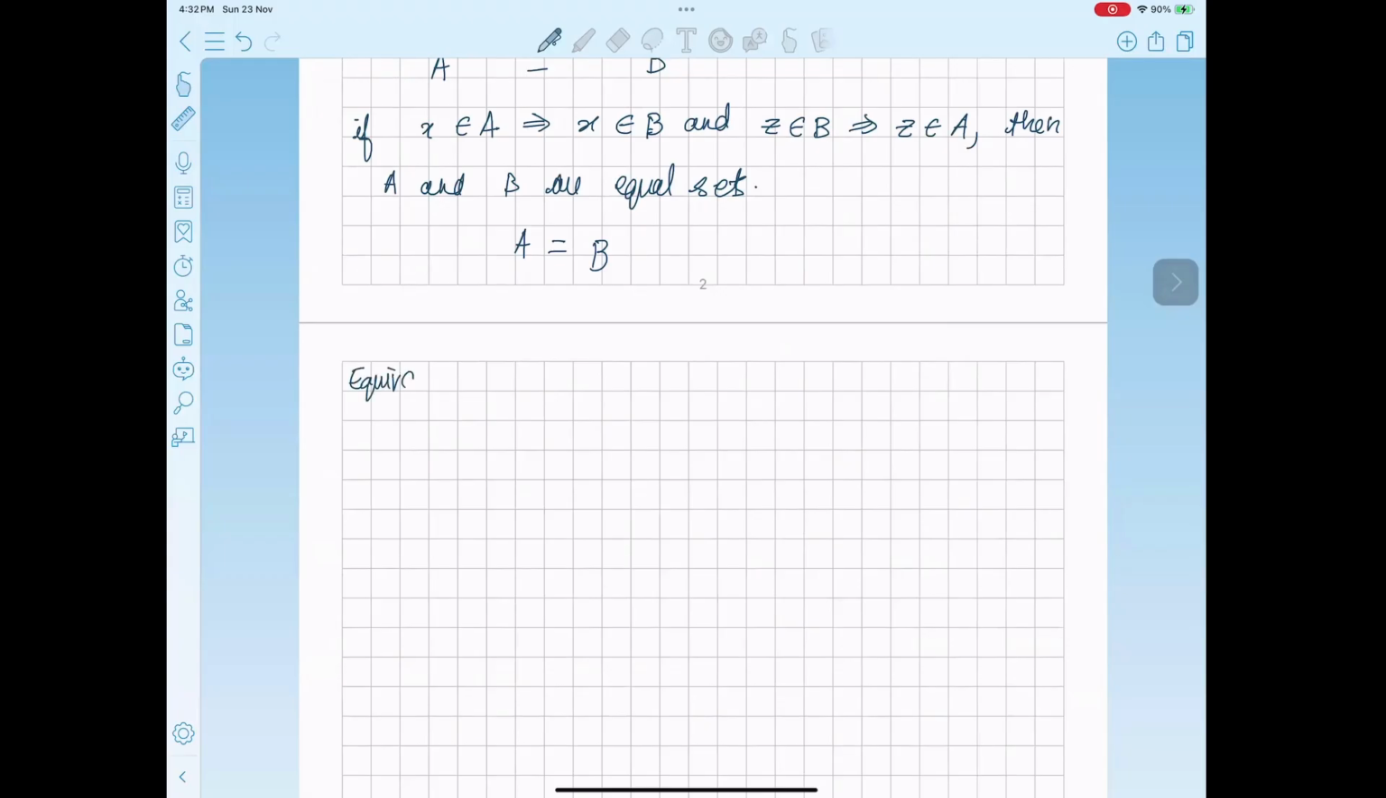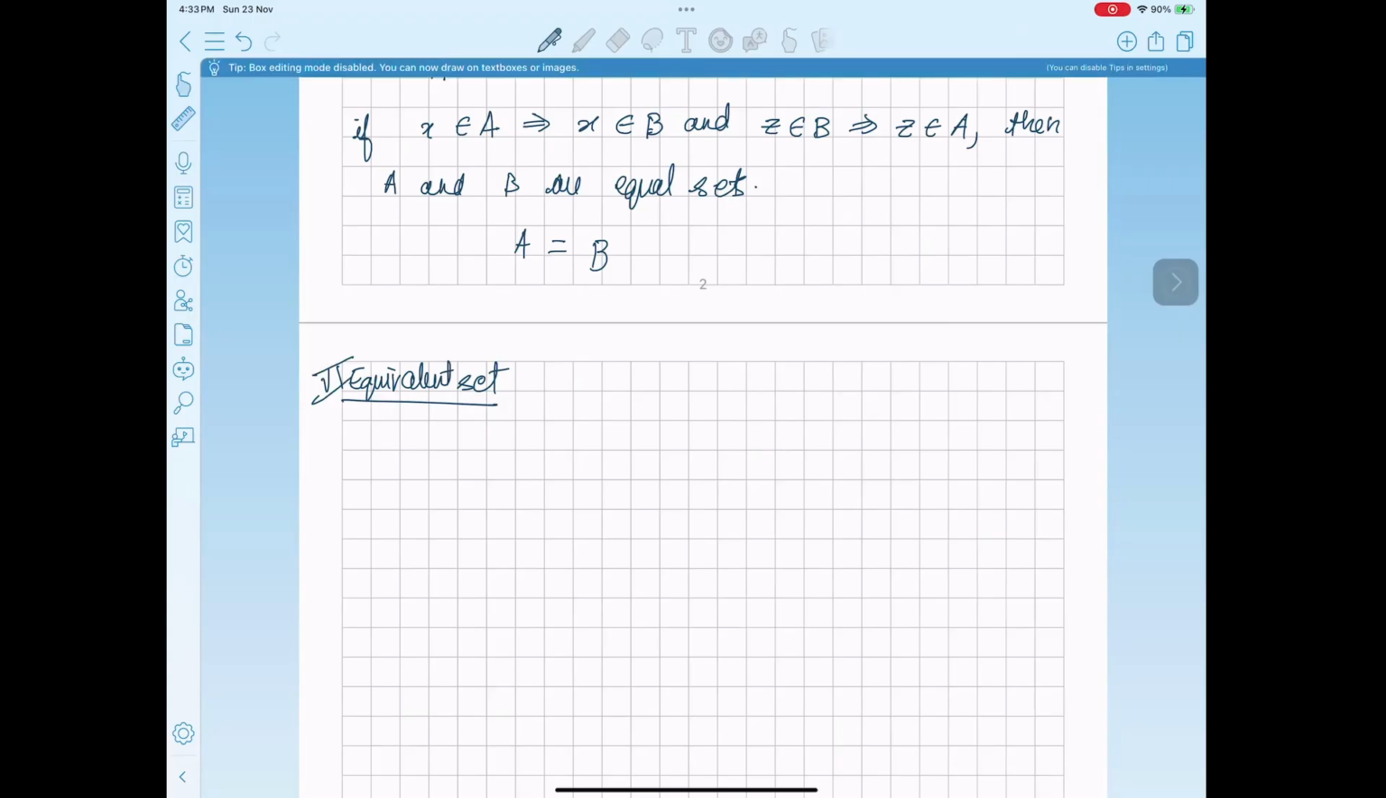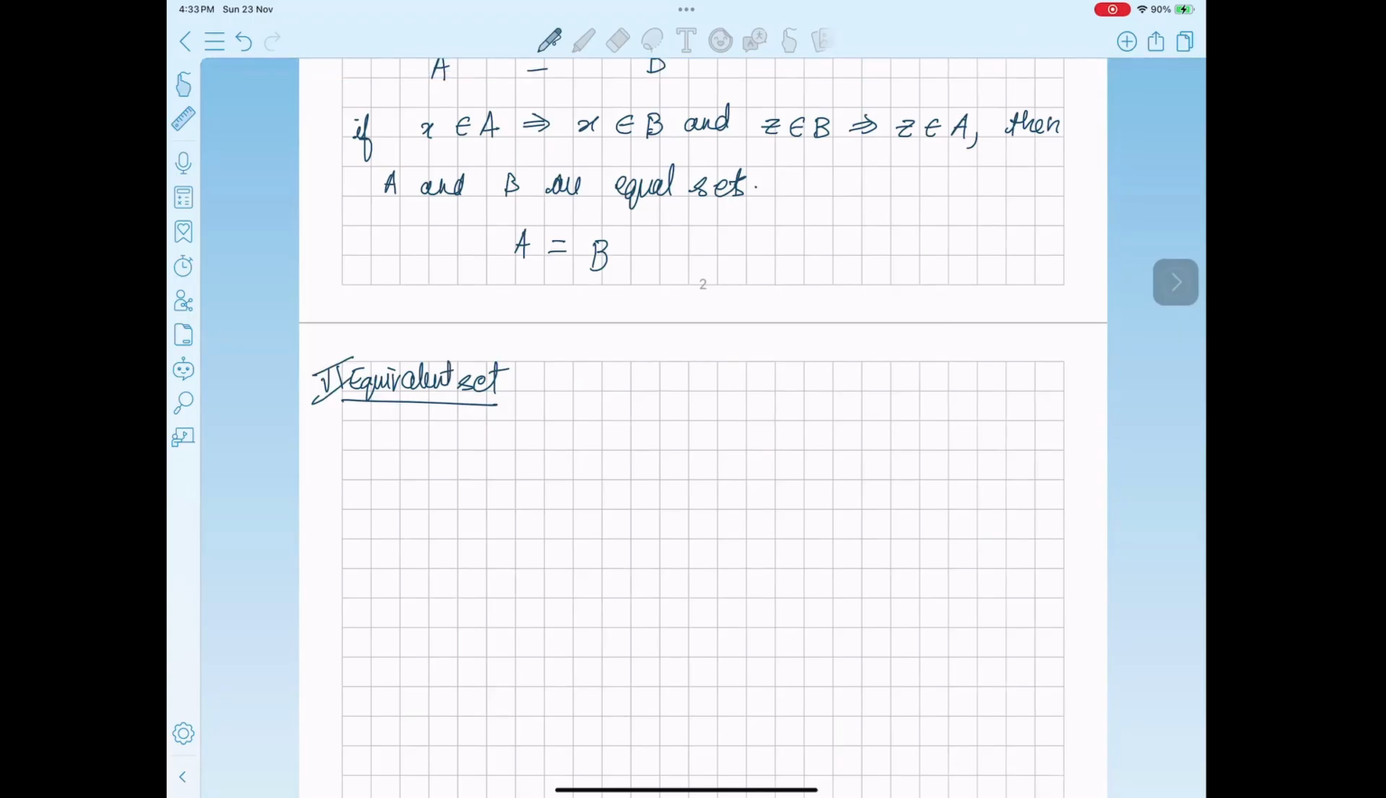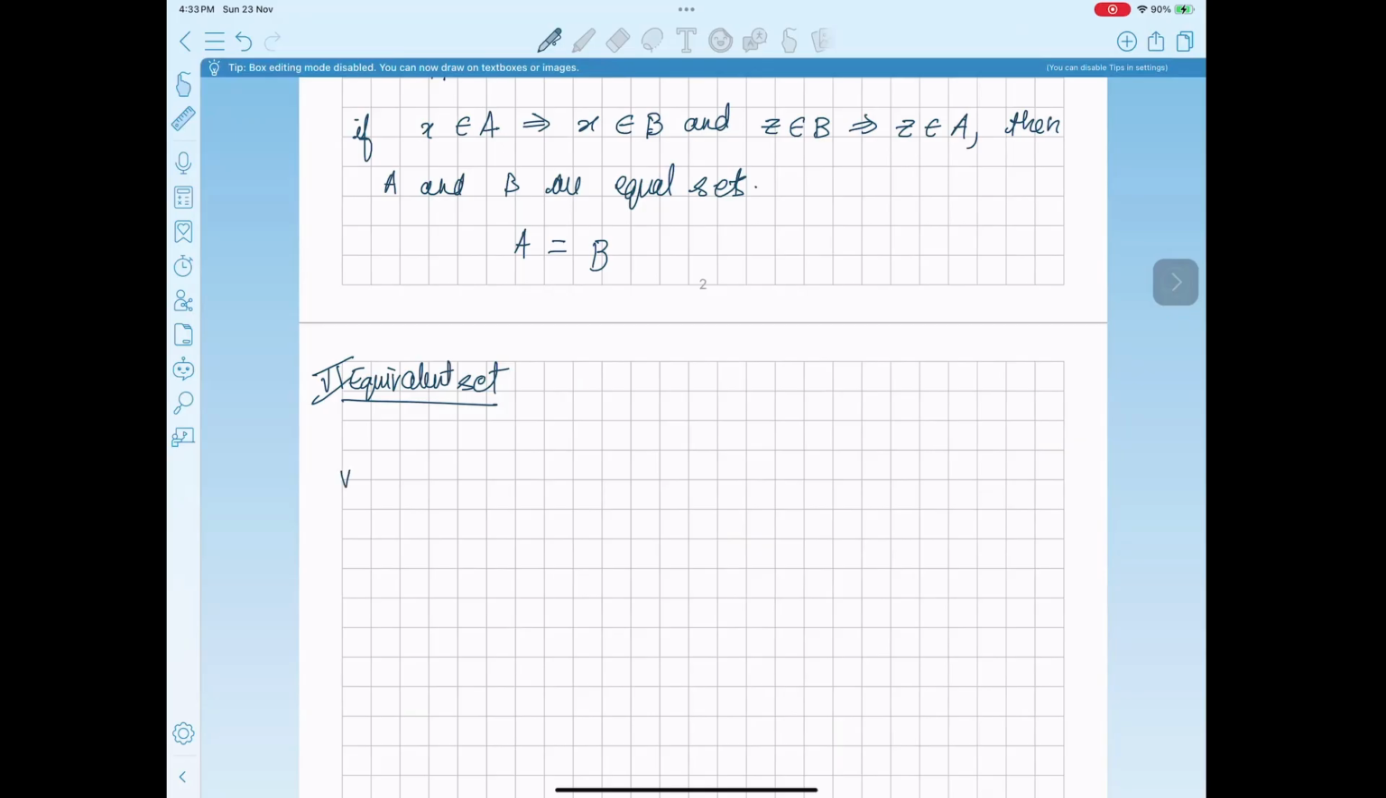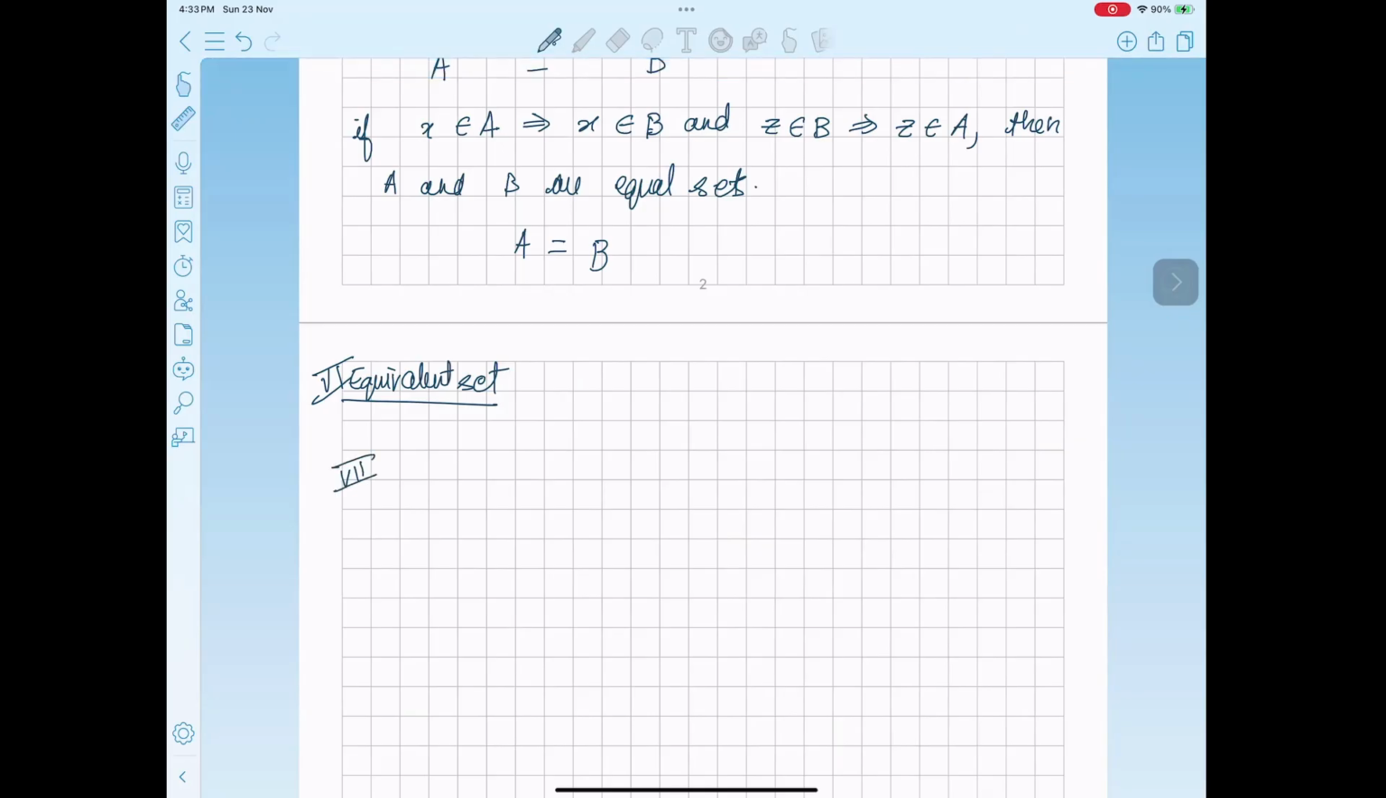An equivalent set, however, is one in which the number of elements in two sets are equal to each other. They may not have the same elements, but if the number of elements is the same, then they are said to be equivalent sets, right? It's very straightforward.